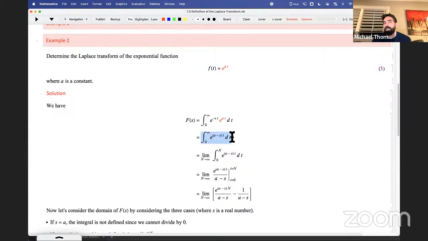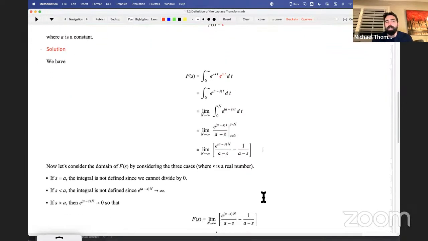All right, it's an improper integral, so I'll change it to the limit as n goes to infinity of this definite integral. And then we'll find the antiderivative of that guy. And once again, that's just a simple substitution. Let u equal a minus s times t. Okay, and then once you get there, you're going to evaluate n and 0, subtract, and now we're kind of stuck again. So let's break the domain down in parts.